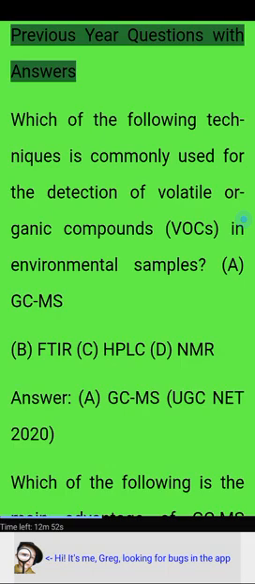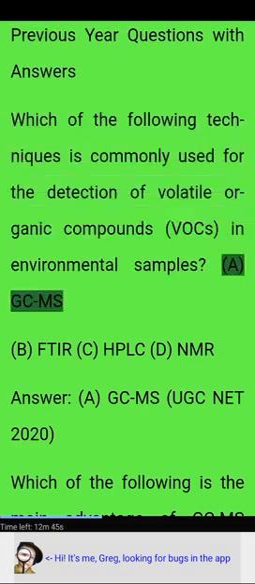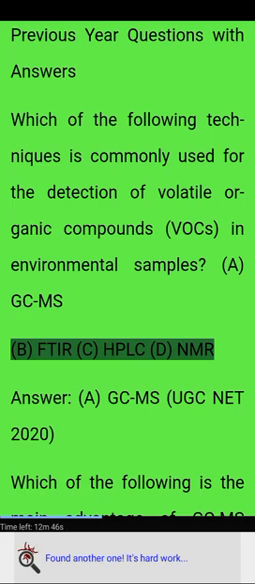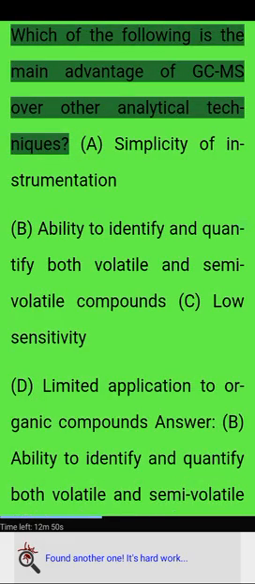Previous year questions with answers. Which of the following techniques is commonly used for the detection of volatile organic compounds, VOCs, in environmental samples? A. GCMS. B. FTIR. C. HPLC. D. NMR. Answer: A. GCMS. UGCNET 2020.